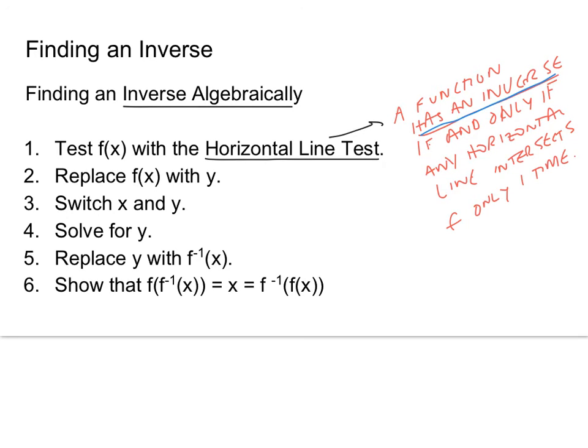So first of all, we're going to test using the horizontal line test to say, does it even have an inverse? And then we're going to replace f of x with y. So instead of having f of x is equal to x squared, we're going to say y is equal to x squared. Then we're going to switch x and y, solve for y, and then replace y with f inverse of x, and show that when I do and undo, I get x when I get done. That's a big long list of steps. We're going to use it in just a second to do an example, but that's the list of steps. Make sure you write those down.